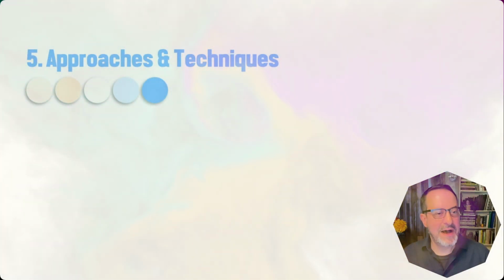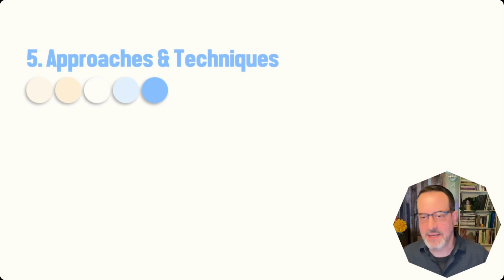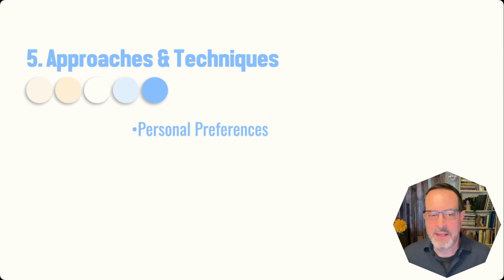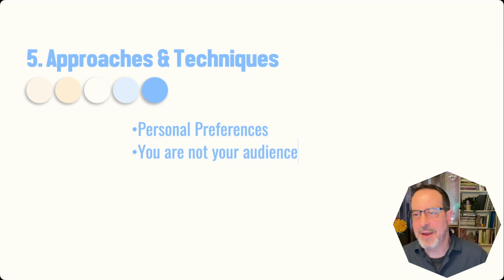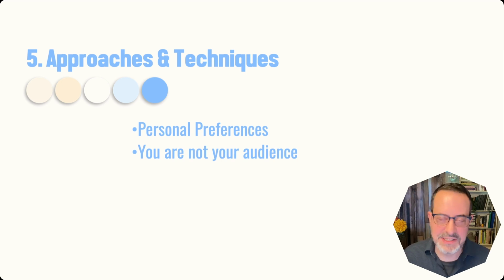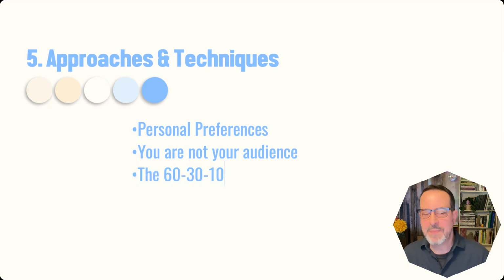Welcome to Section 5. This is Approaches and Techniques. Here's the table of contents. This is what we'll be covering in this section. We'll talk about personal preference and how our feelings relate to colors. And we'll also talk about a phrase, "You are not your audience." This is what myself and other designers often say. We'll talk about that. There is also a rule called the 60-30-10 rule. We'll discover what that is, and we'll apply it to some of our projects.